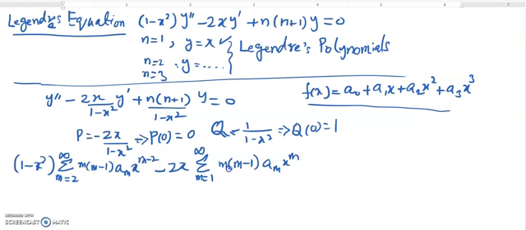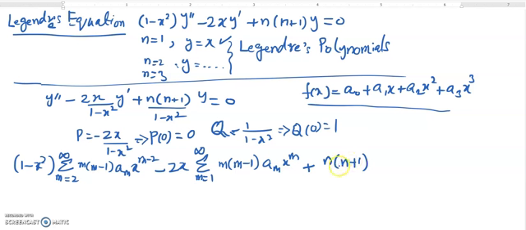Okay, and then it will be plus n into n plus 1. We can take n into n plus 1 is equal to k for simplicity, but that is fine. We can skip this step as well.